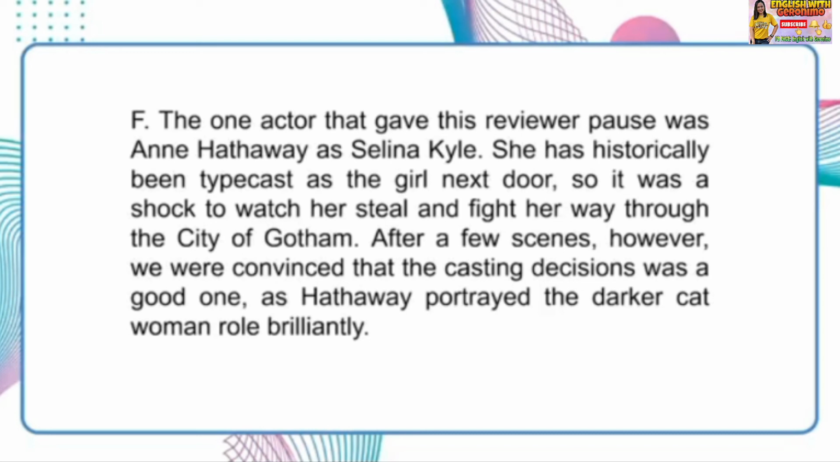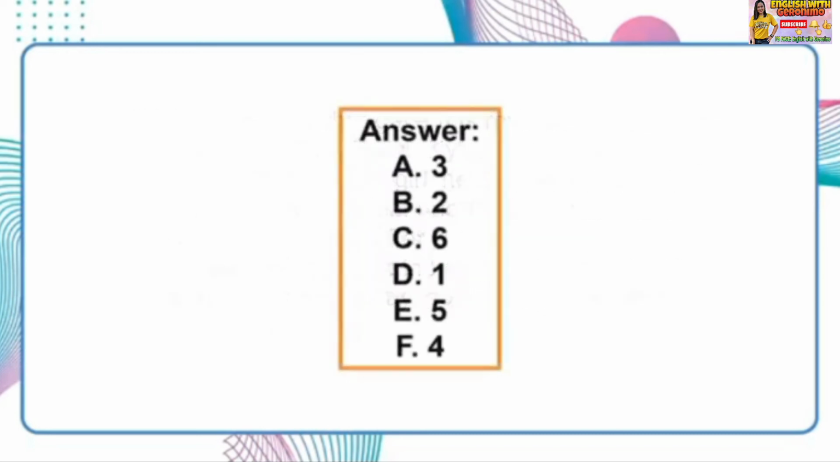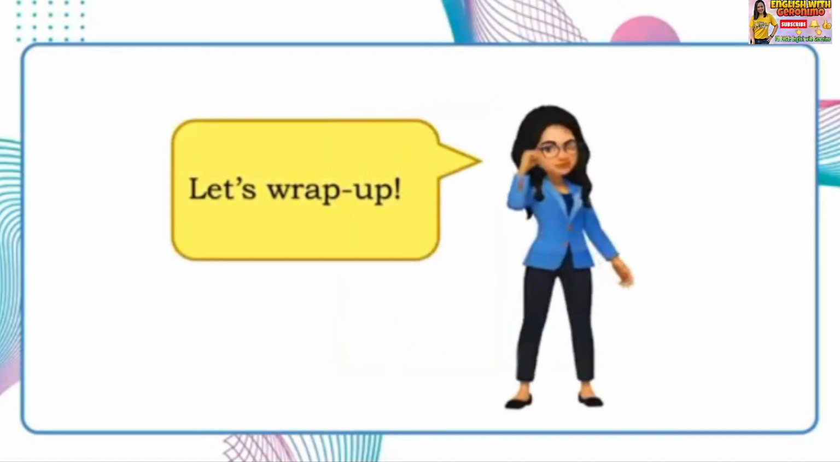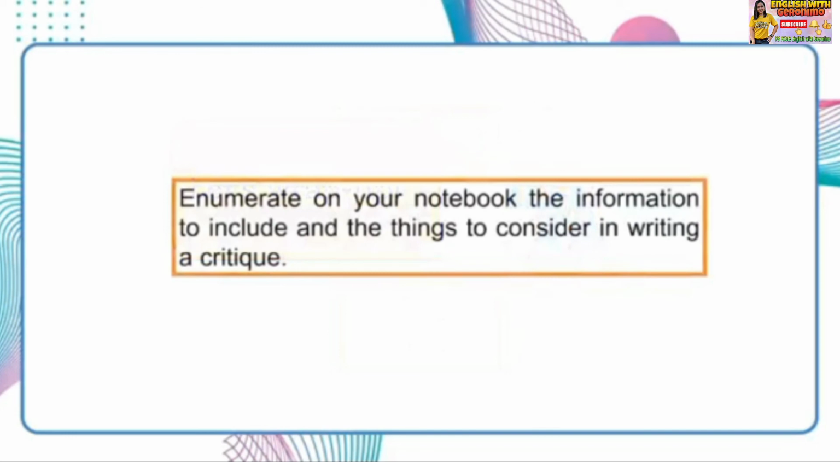Here are the correct answers. Letter A should be number 3, letter B is number 2, letter C is number 6, letter D is 1, letter E is number 5, and letter F is 4. Let's wrap up what we have discussed today. Let us see how well you remember your lesson by enumerating in your notebook the information to include and the things to consider in writing a critique.